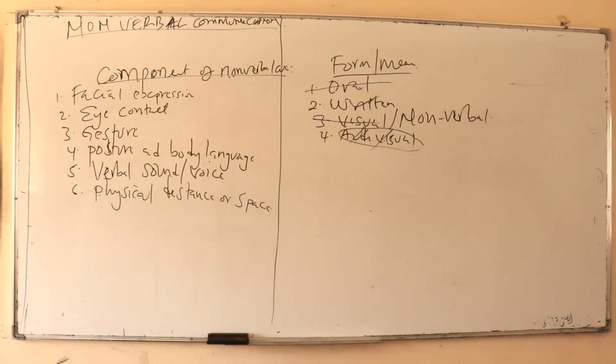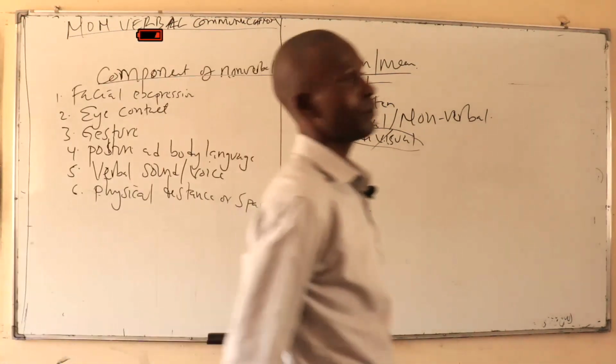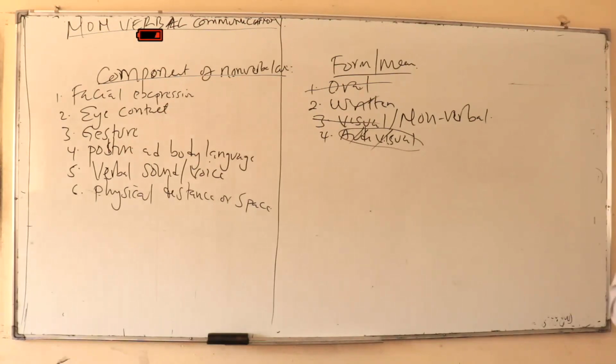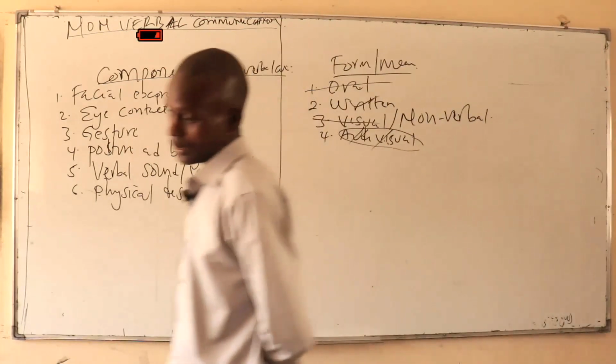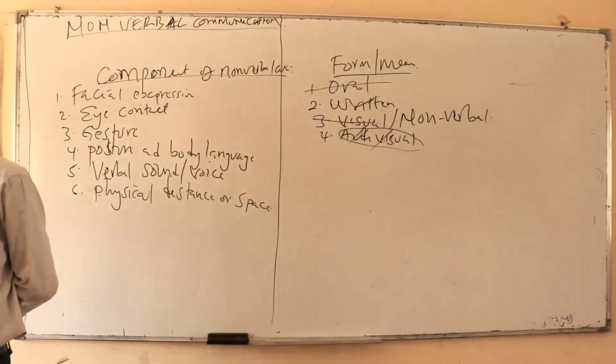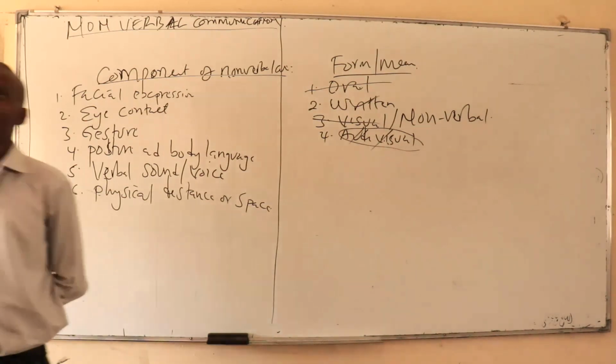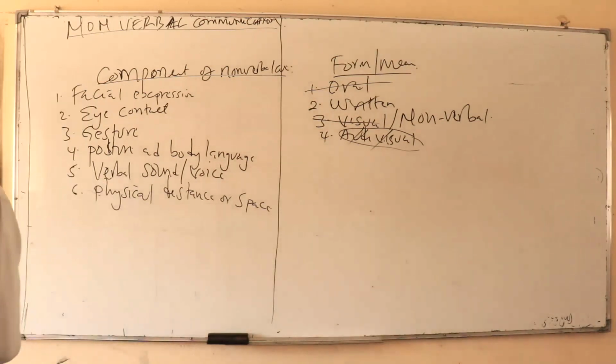Think about the very different messages given by a weak handshake, a warm bear hug, a patronizing pat on the head, or controlling grips on the arm.